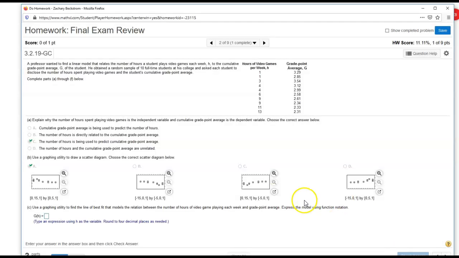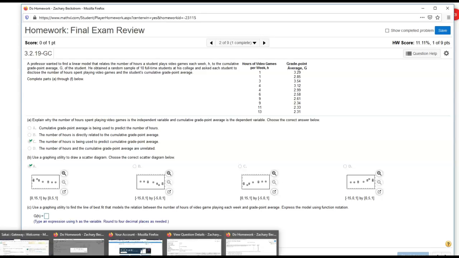And continue. Okay, the next part says, use a graphing utility to find the line of best fit that models the relationship between the number of hours of video game playing each week and the grade point average. Express the model using function notation. So we want to type an expression using h as the variable, rounded to 4 decimal places as needed.